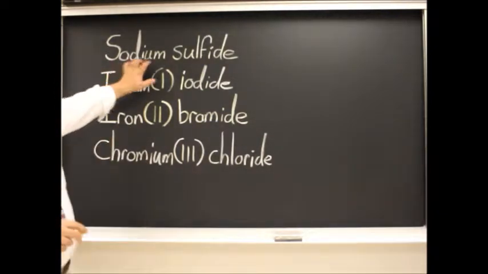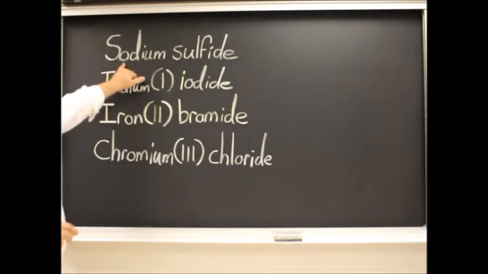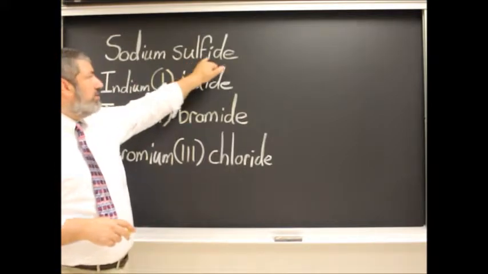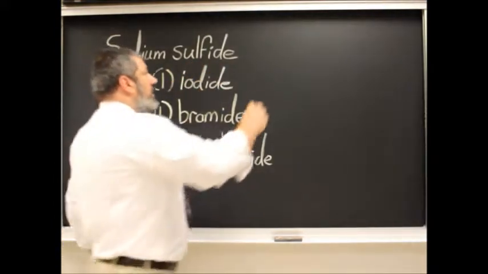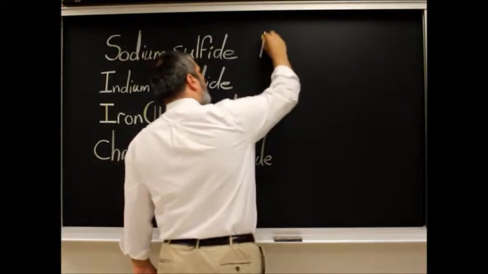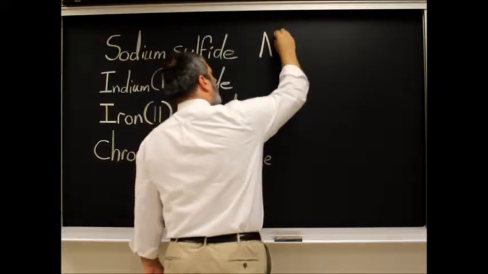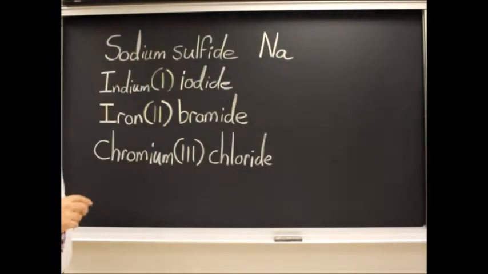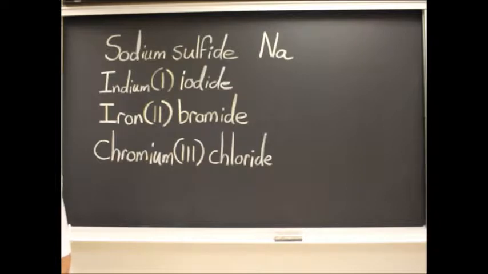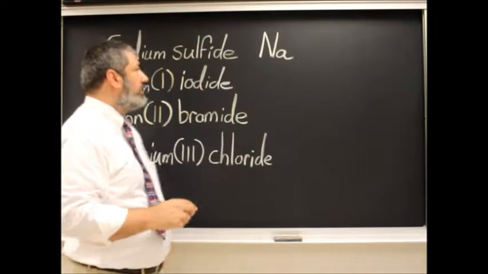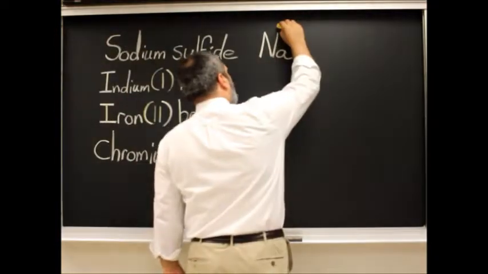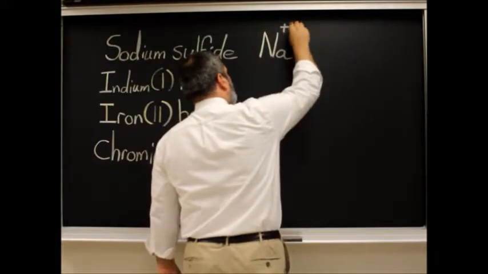All right, so sodium sulfide. Sodium is a metal, sulfide is a nonmetal. Sulfur becomes sulfide. You should have a periodic table as you work through any of these type of problems. The chemical symbol for sodium is Na. Again, the second letter is always lowercase. Sodium is in group 1. That means it forms a positive 1 charge.